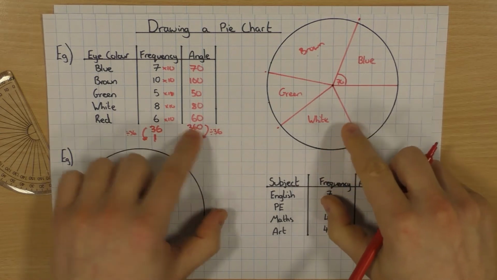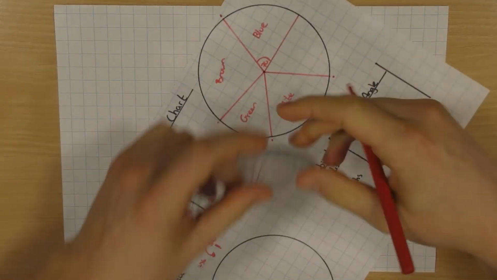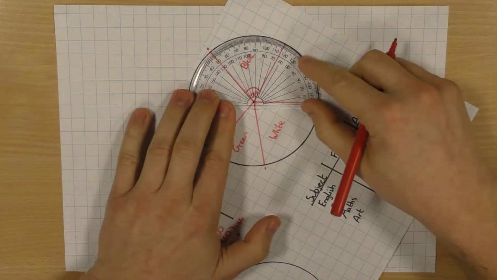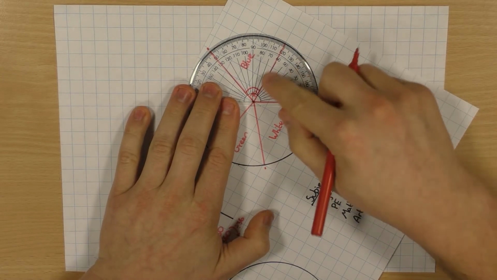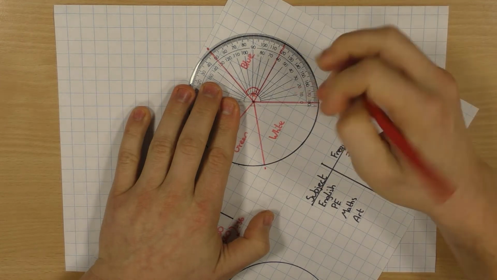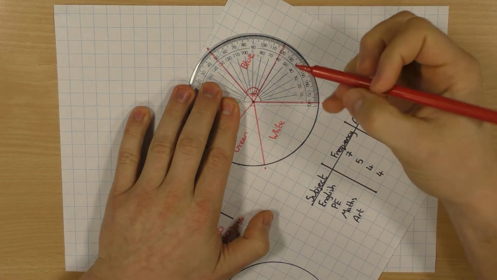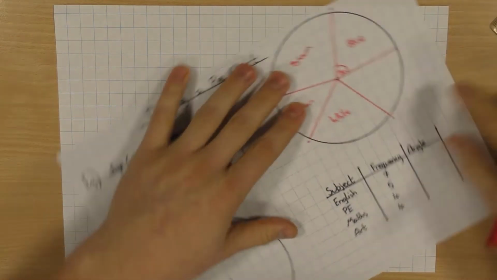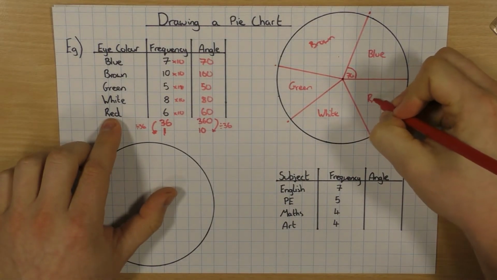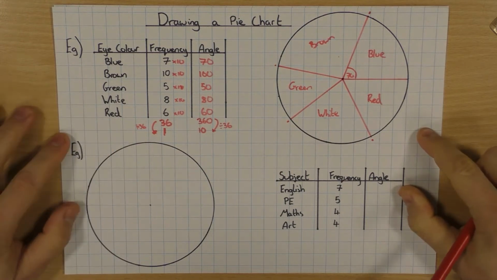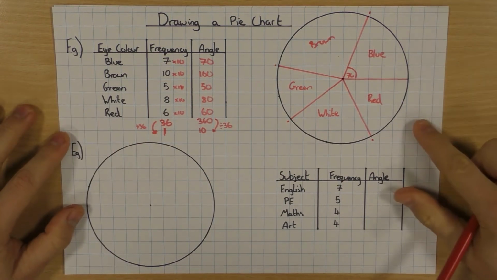And the last one here should be 60 degrees, so you can check it. And as you can see, 60 degrees. Obviously, with a fine pencil, you probably can be a little bit more accurate than it'd be me with a felt tip pen. But as you can see, that's 60 there, and that was red. Okay, so that's how you draw a pie chart, guys.